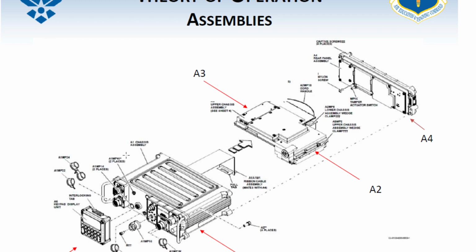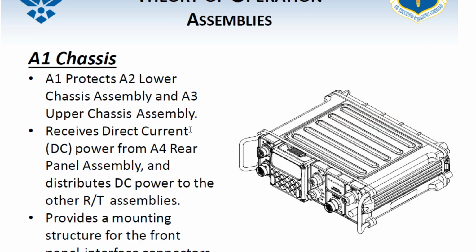What do you think the A1 chassis does for the radio? Protects it. Yep, exactly. That's its job. It'll protect it from elements, dirt, sand. Maybe not sand so much. Sand gets into everything. Y'all figure that out if you ever deploy. I don't know how, but it does. A1 protects the A2 lower chassis assembly and A3 upper chassis assembly. So it's just like the turtle shell. It protects the guts of the radio.